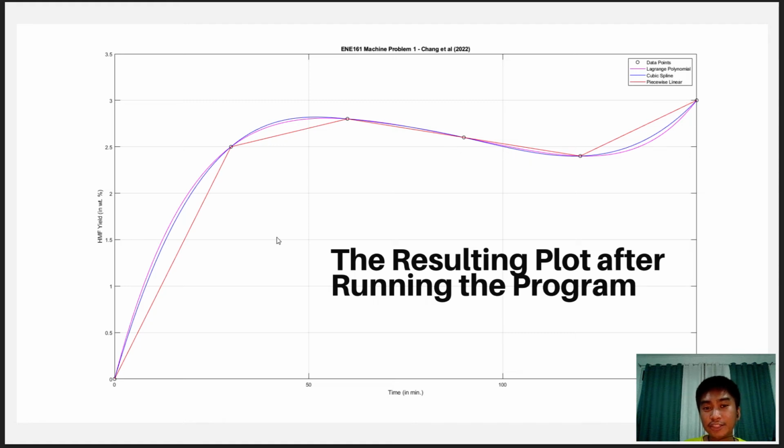And for the Lagrange polynomial, it's kind of the same way as the cubic spline, but there are differences, as the cubic spline actually uses all of the usable data in order to create this plot.